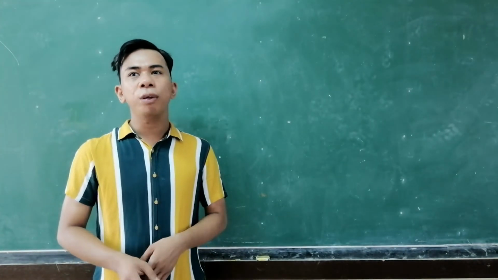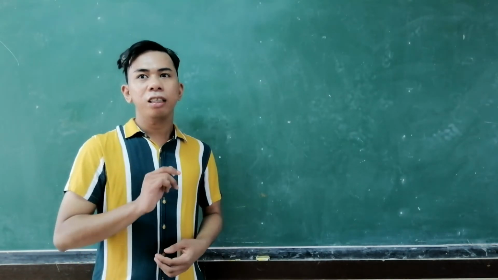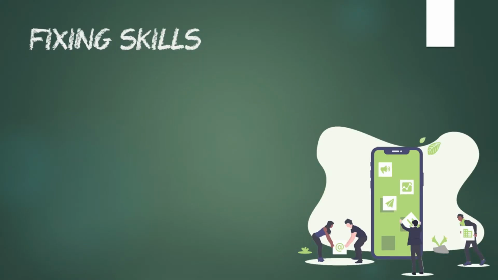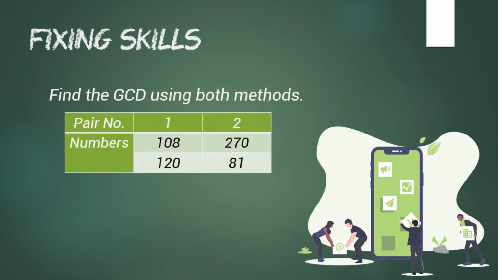So we have 2 pairs here. All you have to do is to find the greatest common divisor using any of each method. The activity is actually shown on screen, so let's check. So that would be the first thing that we should do. So we have numbers 108 and 120 for the first pair, and 270 and 81 for the second pair.